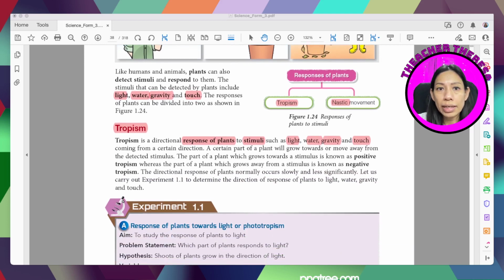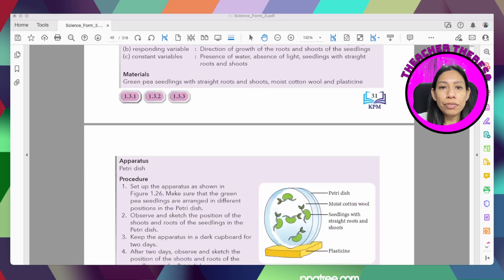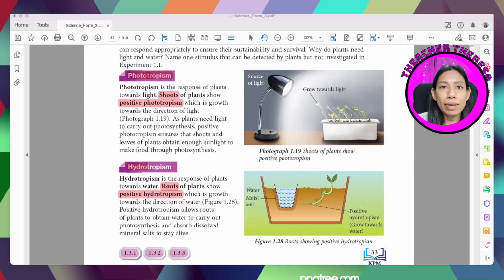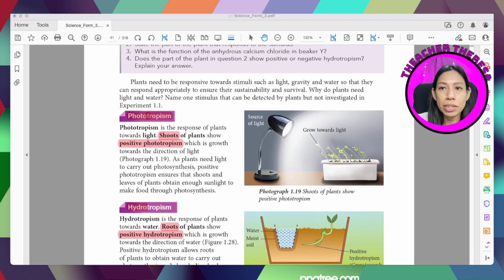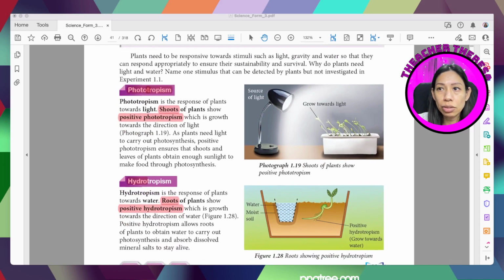So what is tropism? Like I said, it is the responses by plants towards stimuli, which are light, water, gravity, touch. Let's go to the first one. If the response is towards light, we call it phototropism. Photo means light. The way to remember is photo is related to light. So phototropism, you have positive and negative. Positive is shoot towards light.